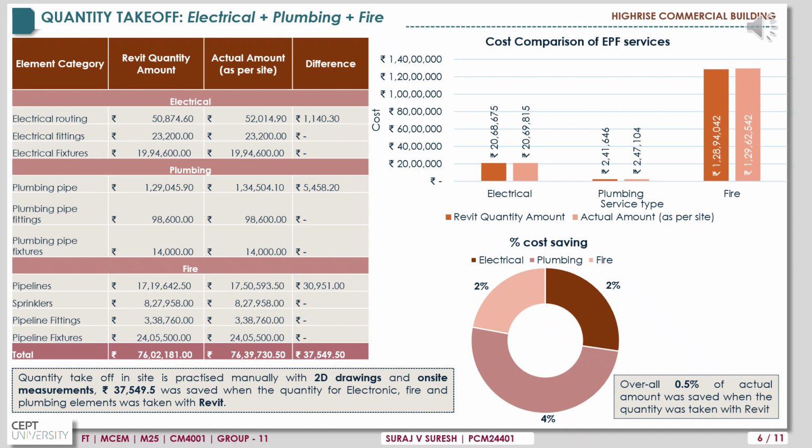The following table shows the cost after quantity takeoff for electrical, plumbing, and fire services. The first column shows the element category, the second column shows the cost after quantity takeoff through Revit, and the third shows the cost after manual quantity takeoff as practiced on site using 2D drawings and on-site measurements. On comparison, it was found that Rs 37,549.5 can be saved with the quantity takeoff through Revit, which is 0.5% of the actual amount as per site.